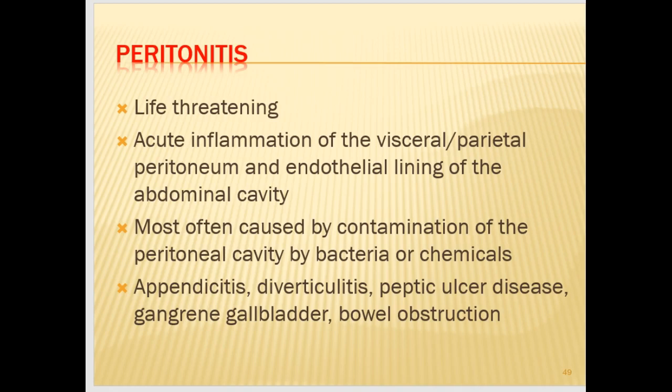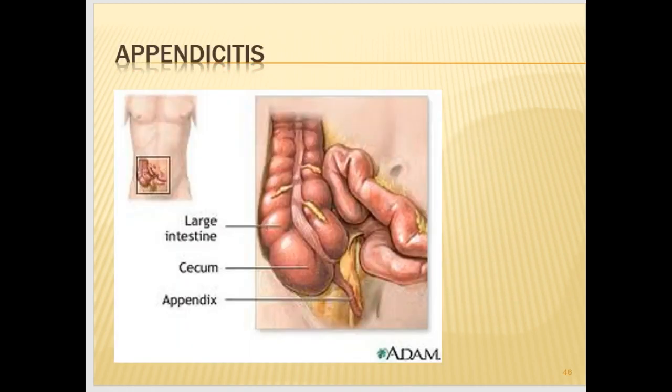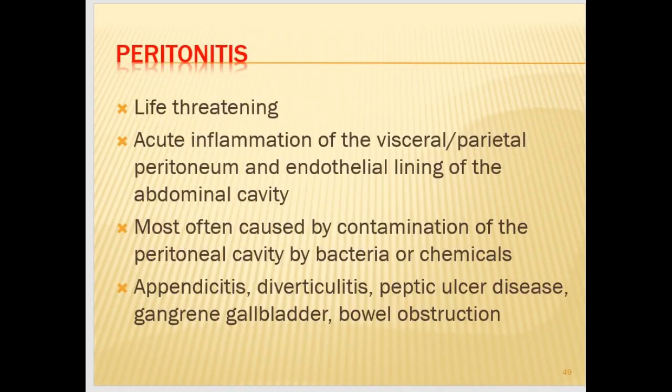Let's look at peritonitis. It is life threatening. Can you imagine if we go back to this picture here? Not really a good one to show you, but if that appendix ruptures, your cavity sits in a very thin lining of fluid. So that means it will get infected with all of the byproducts that are in the appendix when it ruptures. So that's why it's life threatening. Most often it's caused by contamination of the peritoneal cavity by bacteria or the chemicals. So know that that can happen.